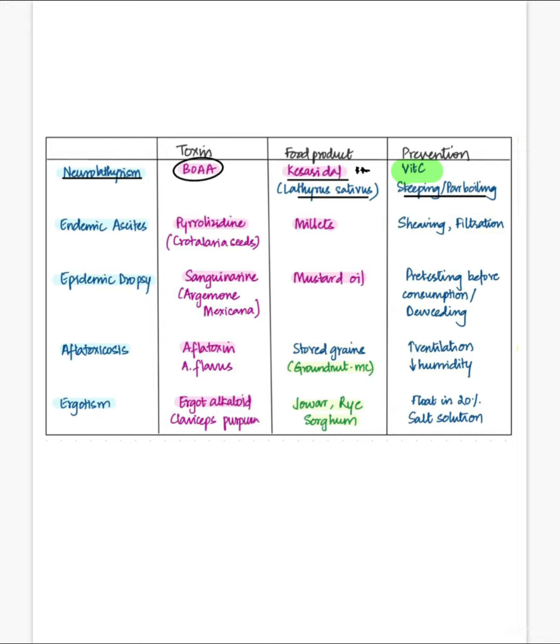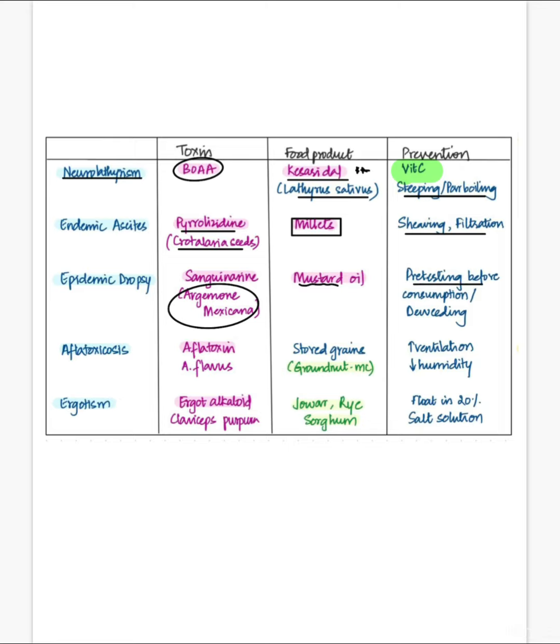Then coming to endemic ascites. This is due to the crotalaria seeds, that is pyrrolizidine, and the food product is millet. And how can you prevent it? That is by filtration or sieving. Then epidemic dropsy. This is due to Argemone mexicana. The seeds of Argemone mexicana resemble mustard seeds, so they try to adulterate it. That is, we need to pre-test before consumption.